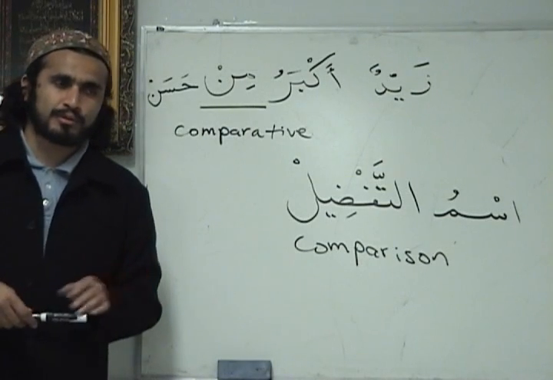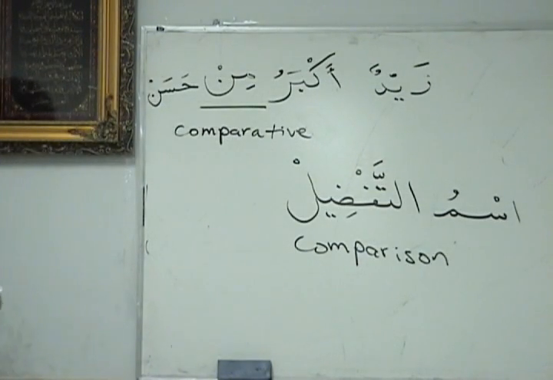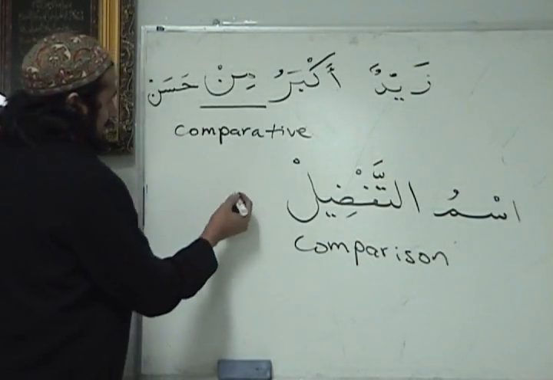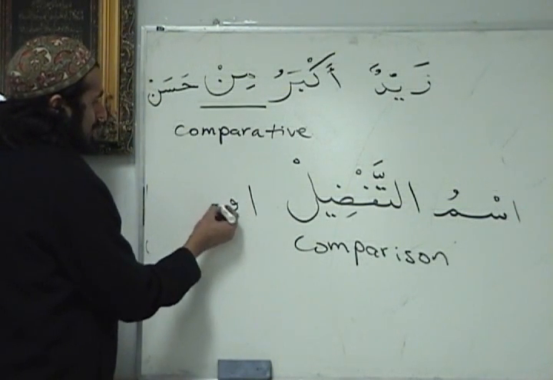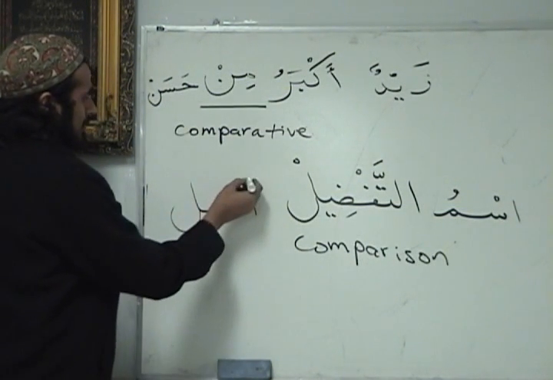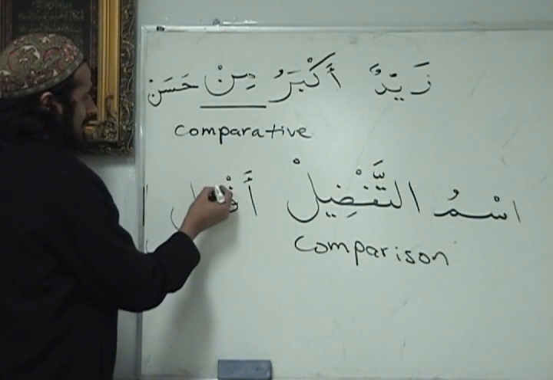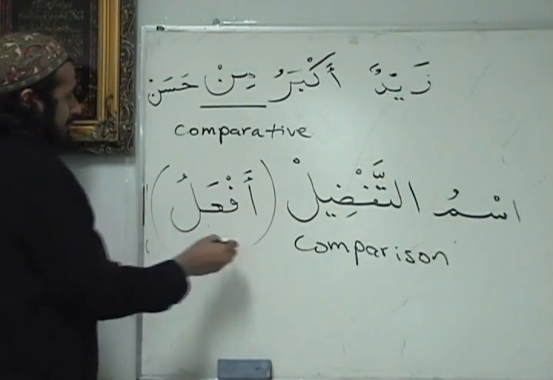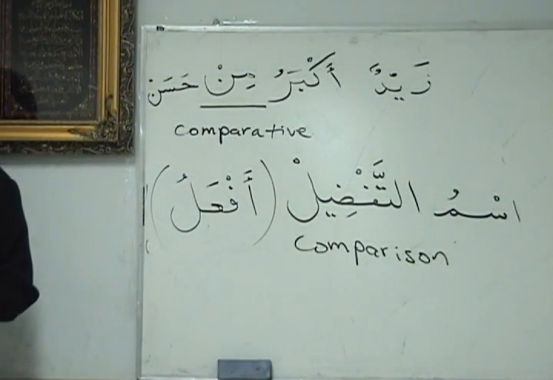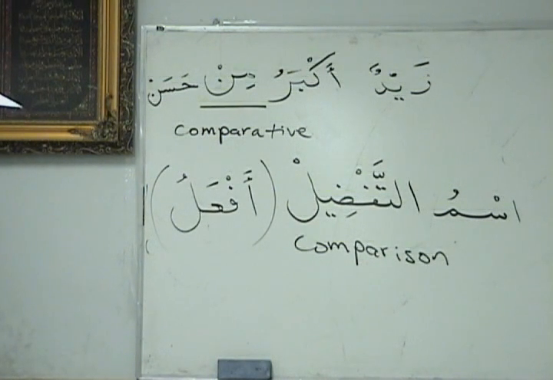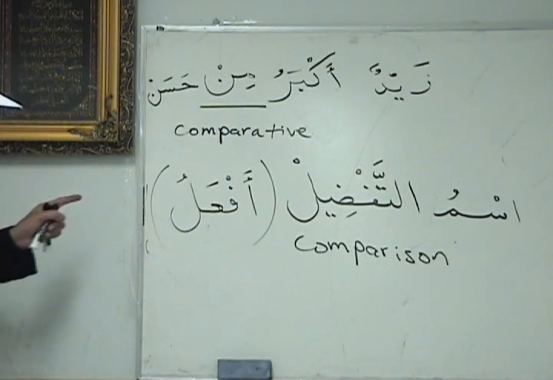أشرف, أنصر, so the form is أفعل. أفعل. This is the form. So you can be comparing two things, you use this form.